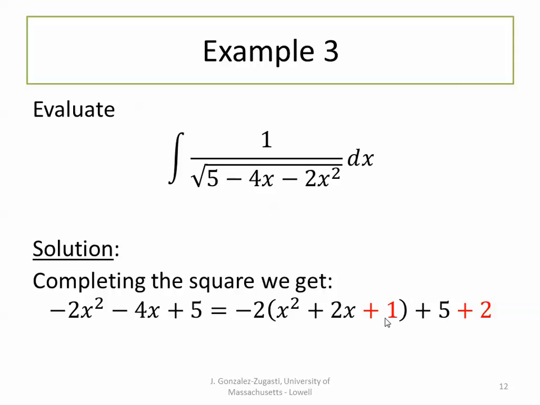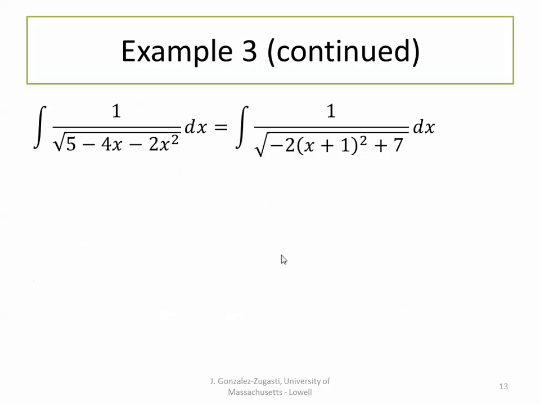Now remember, when I add something on, I need to subtract off the same amount so that I'm not changing my equation. Well, I didn't just add on 1, I added on 1 times this negative 2 here. So that gives me a negative 2. That means I have to add on 2 to cancel it out. So now, just rewriting this as negative 2 times x plus 1 squared plus 7, we can now say that the integral we were concerned about is equal to the integral of 1 over the square root of negative 2 times x plus 1 squared plus 7.